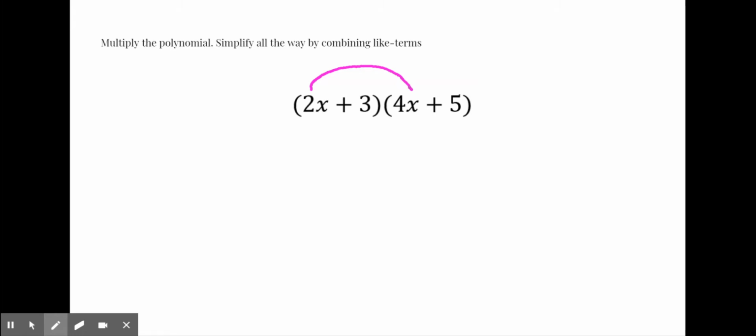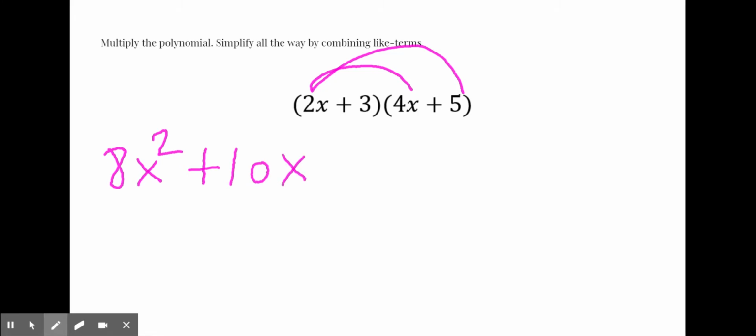You want to take 2 times 4 to get 8, and you have x times x. You add the exponents on the x terms. So you have 2x terms, so now you have 8x squared. Once you multiply that first number, then that same archer is going to shoot the second number. So 2x times 5 would give us 10x.